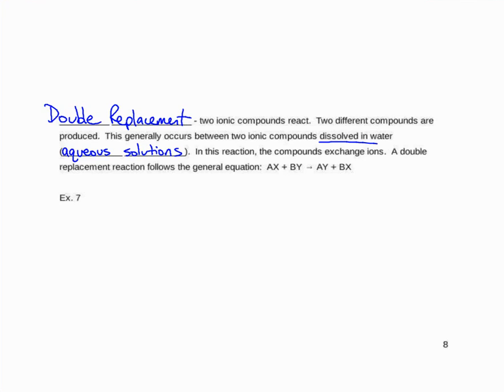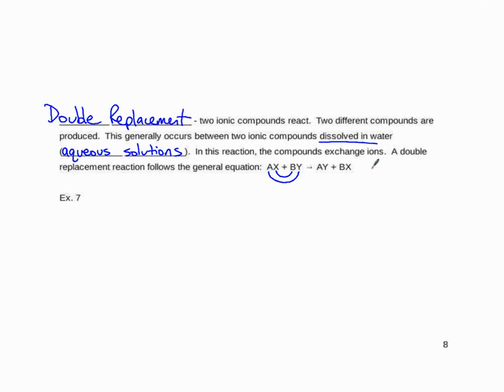A double replacement reaction follows this general equation. So A and B represent cations. X and Y represent anions. And so what's happening is you're basically switching. A and Y will become a compound, and B and X will become a compound. There's only one way that you could swap these, and this is how they're doing it.